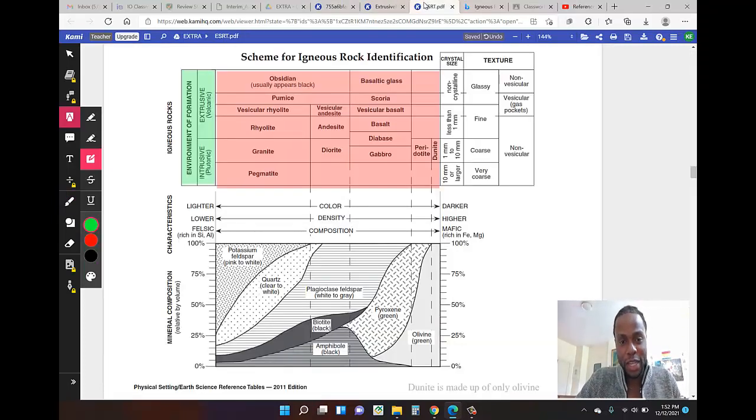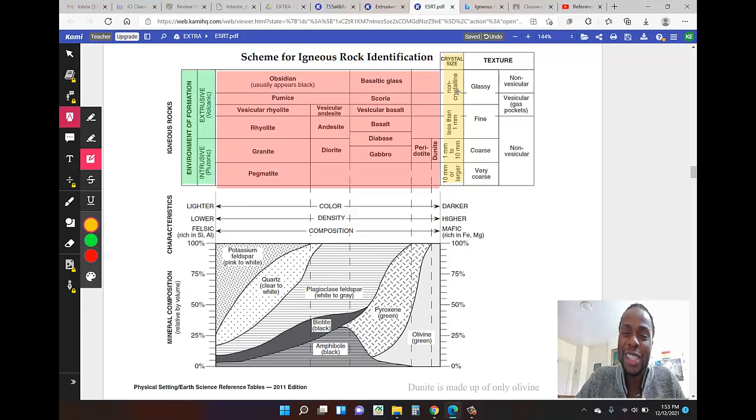Okay, so let's head back to the ESRT. So that is that for the environment of formation. All right, to the right, you have crystal size, which tells you about the size of the crystals that you can find in the igneous rock. So when igneous rock are being produced, they form crystals inside. So this tells you the size of the crystal.